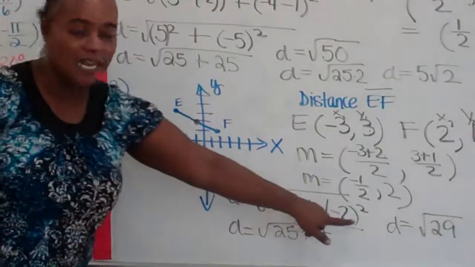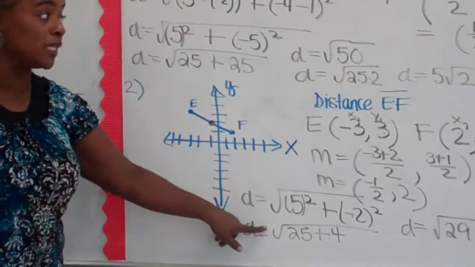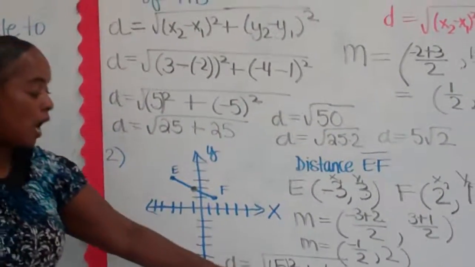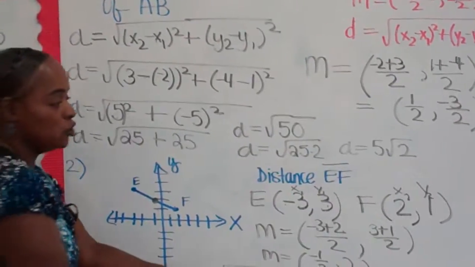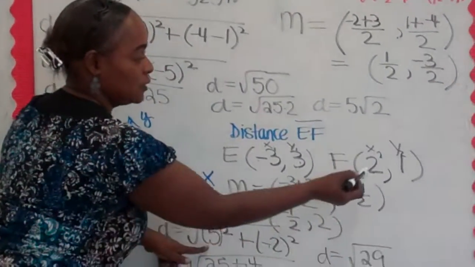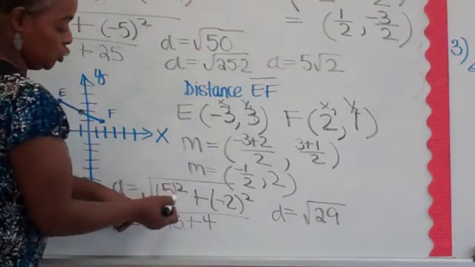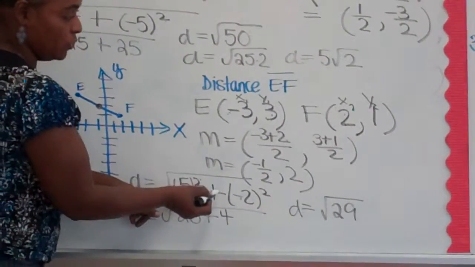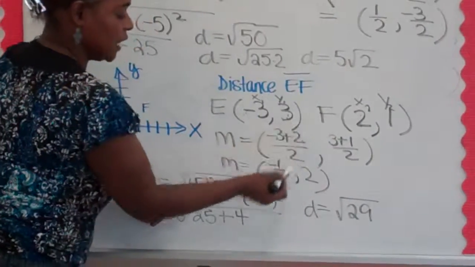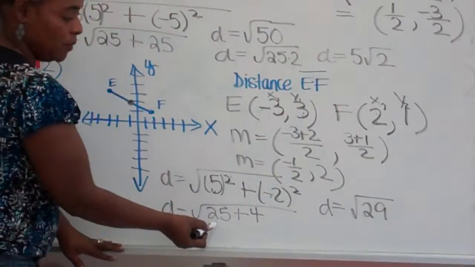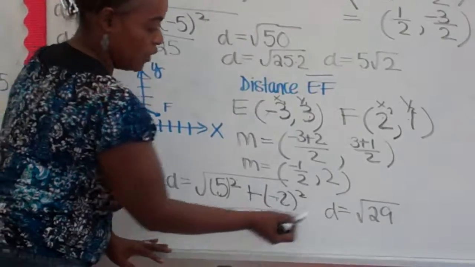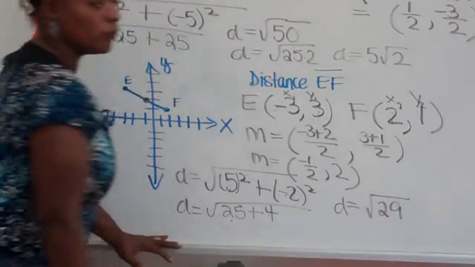Again, this plug-in, I did not show you the plug-in because it's really easy. All I did was show you that you subtract your x's. 2 minus a -3 is 2 plus 3, which is 5 squared. Plus subtract your y's and square it. Add them up, square, square, add, and take your square root.